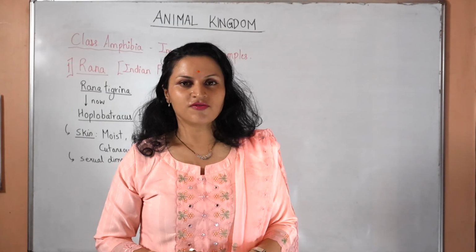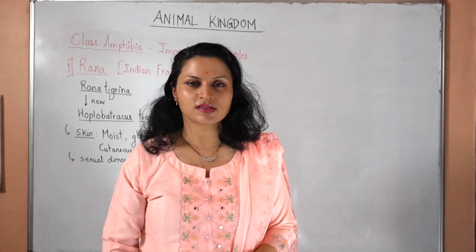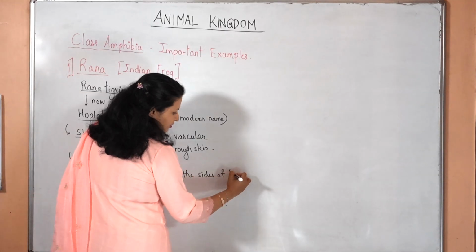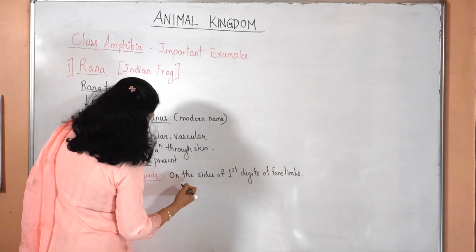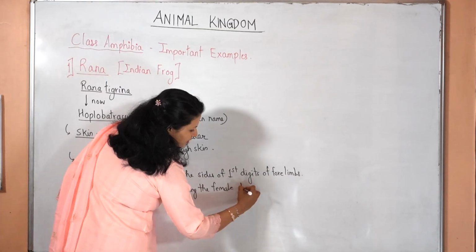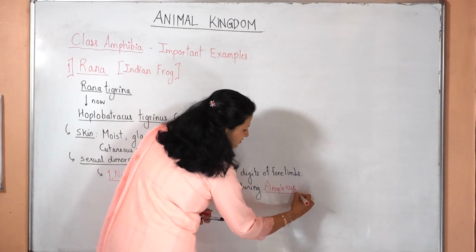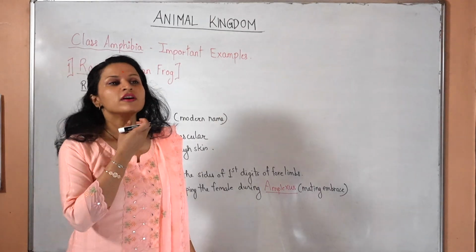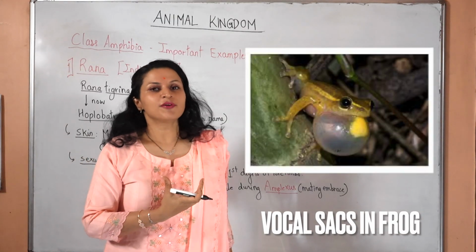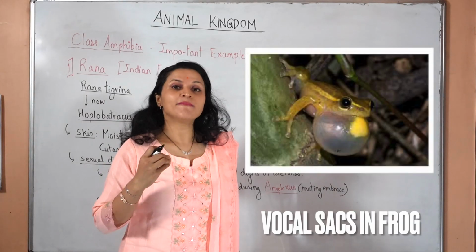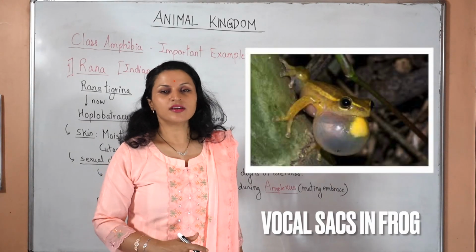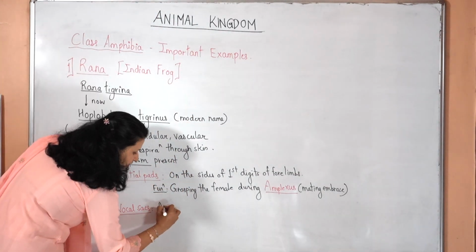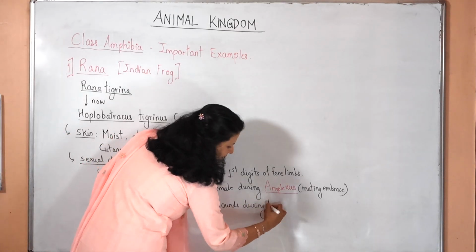These cushion-like paddings on the first digits of the forelimbs of the male frogs are called nuptial pads. Nuptial pads on the sides of first digits of forelimbs. What is the function? Grasping the female during amplexus. Amplexus means mating embrace. The second feature that the male frogs have is presence of vocal sacs, which will enlarge due to filling up of air. These vocal sacs will greatly amplify the croaking sounds that they make during the mating season. So presence of vocal sacs is another feature. The function is to amplify croaking sounds during breeding season.